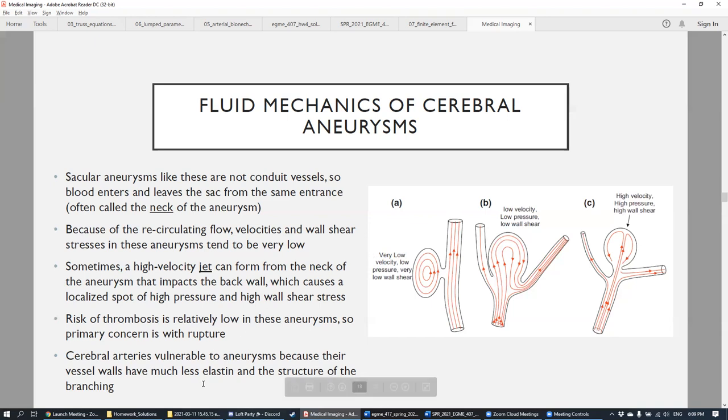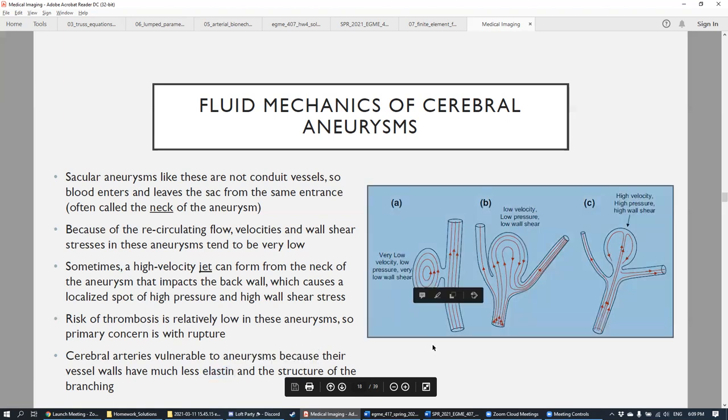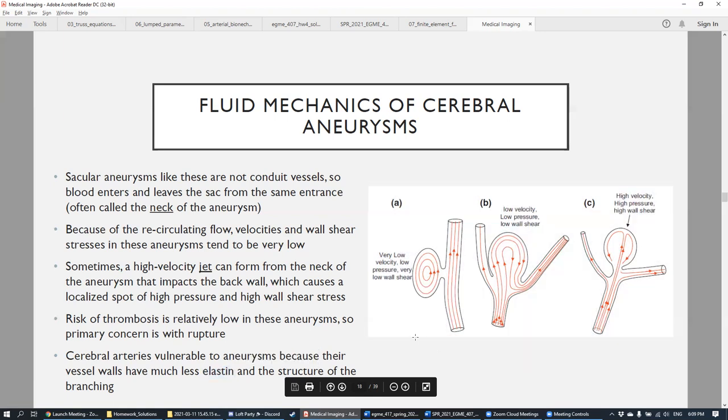Compared to other blood vessels, cerebral aneurysms have a lot less of a chemical called elastin, which, if you remember from early in the class, is the chemical that helps the blood vessel be flexible, right? And so with less elastin, it's more prone to these kinds of things happening.